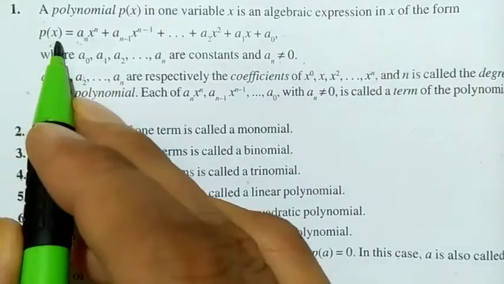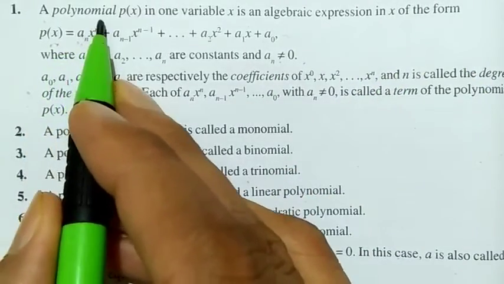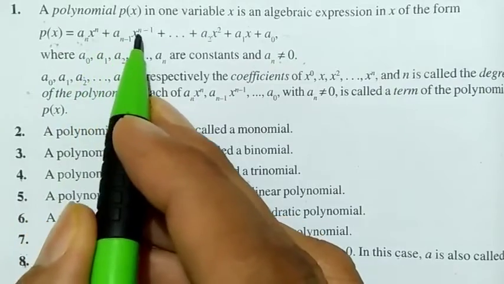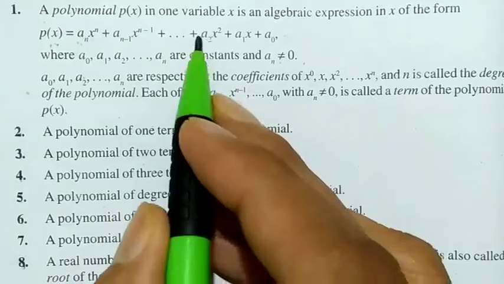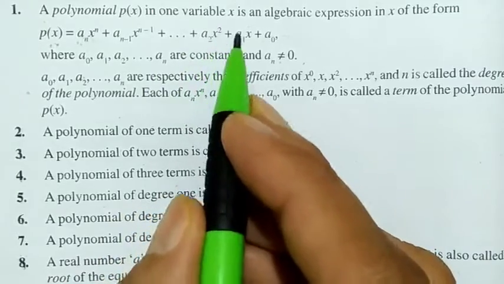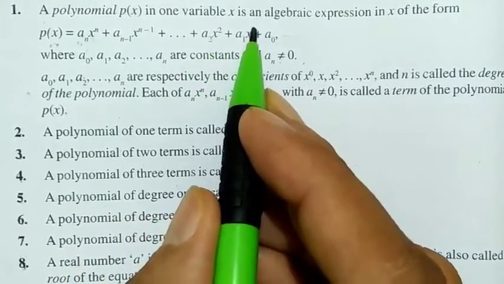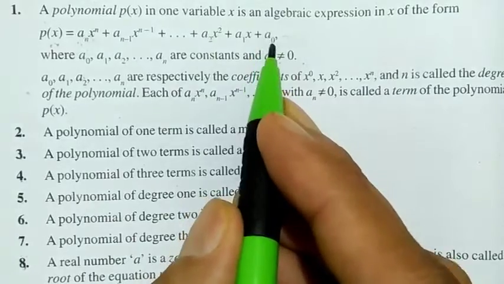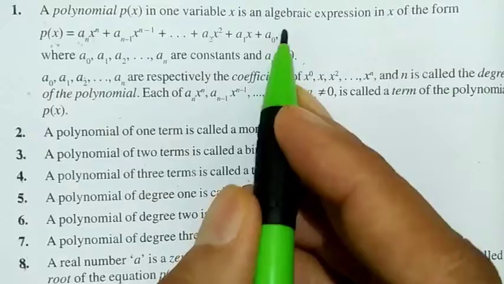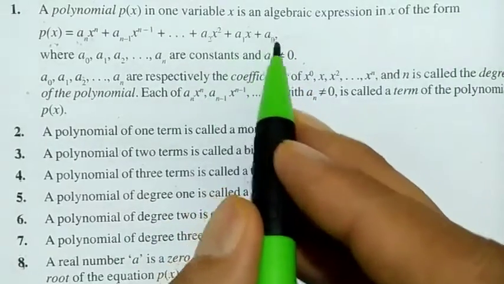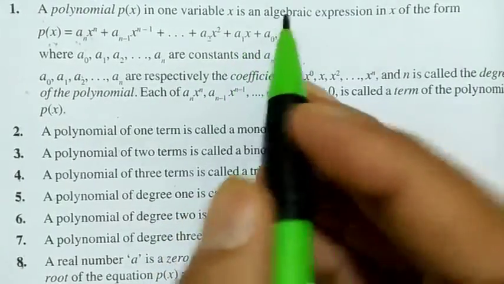the form p(x) = a_n x^n + a_(n-1) x^(n-1) + ... + a_2 x^2 + a_1 x (or x^1, same) + a_0 x^0. a_0 x^0, because x^0 is 1. So we are writing just a_1 x + a_0 here.